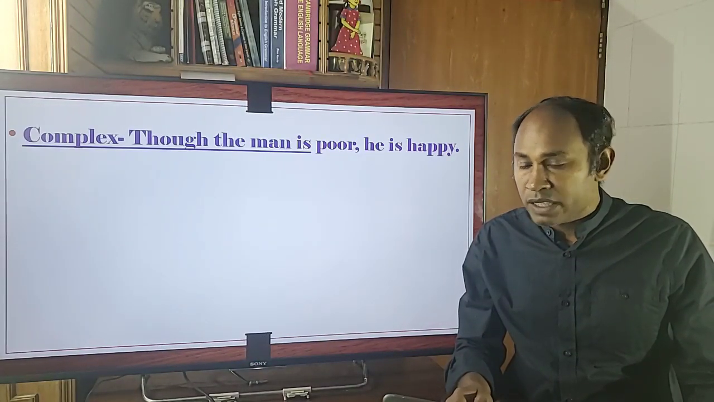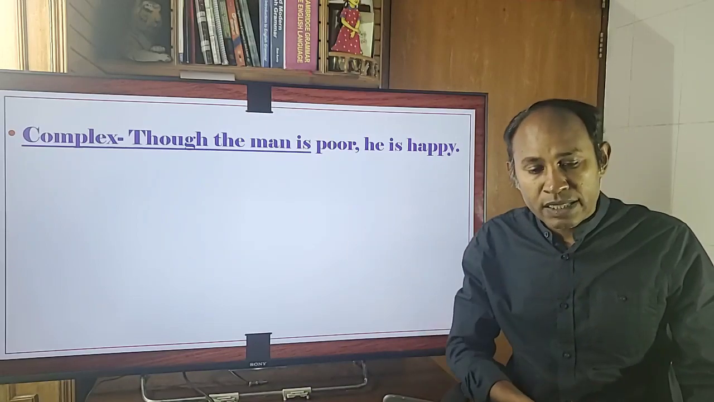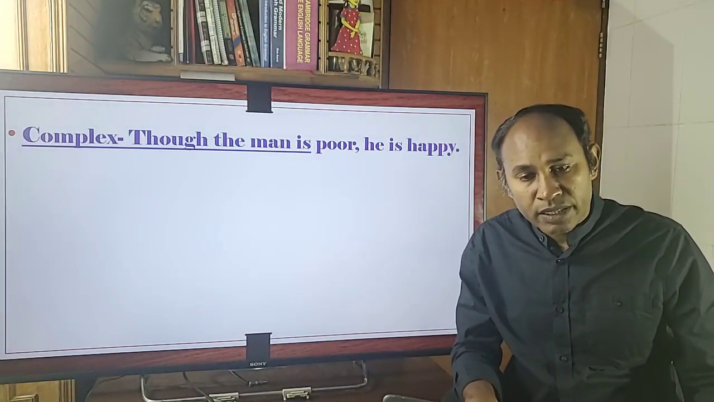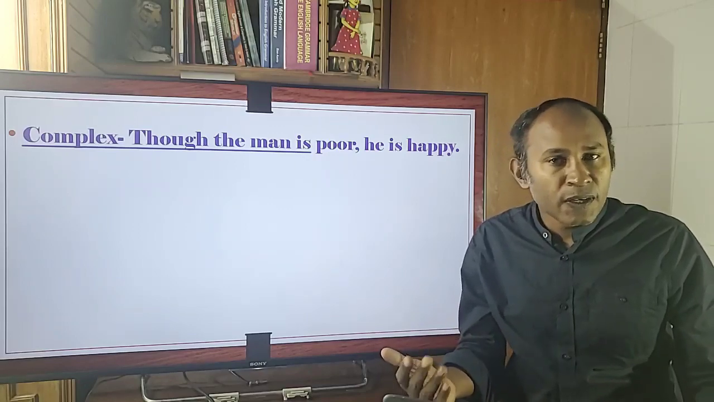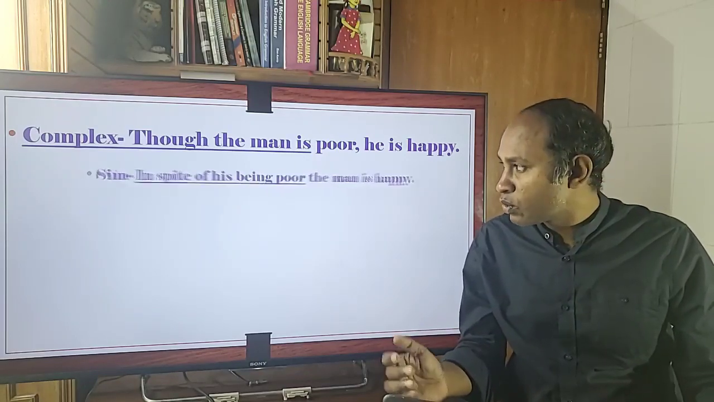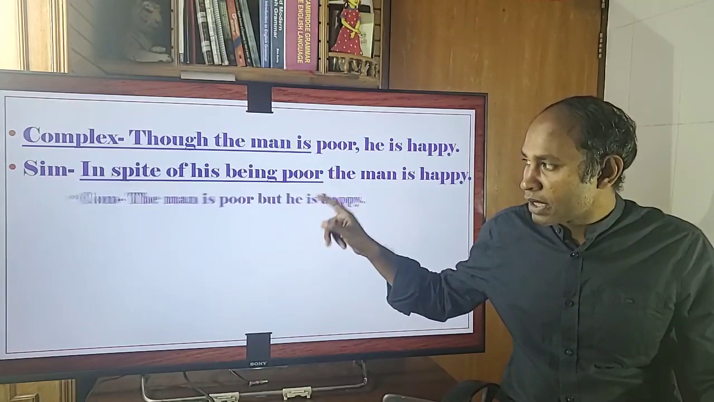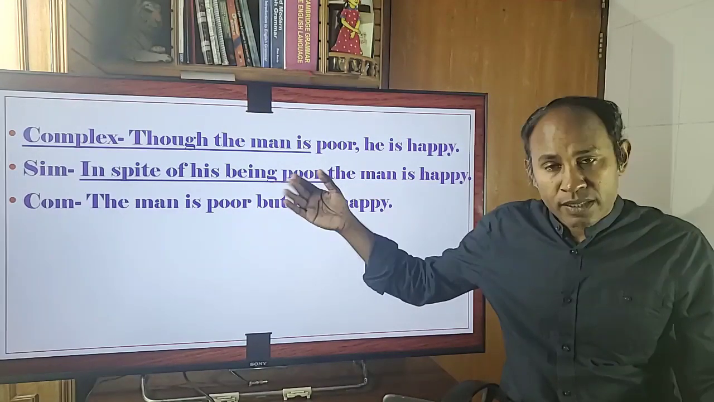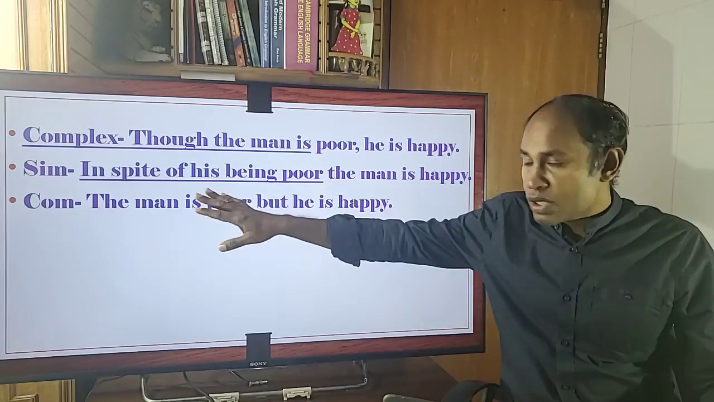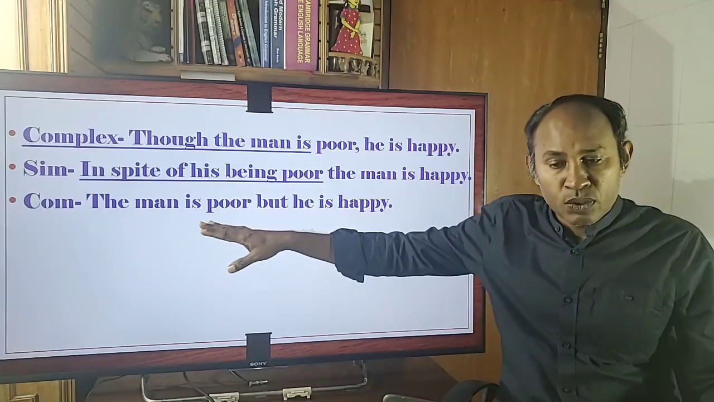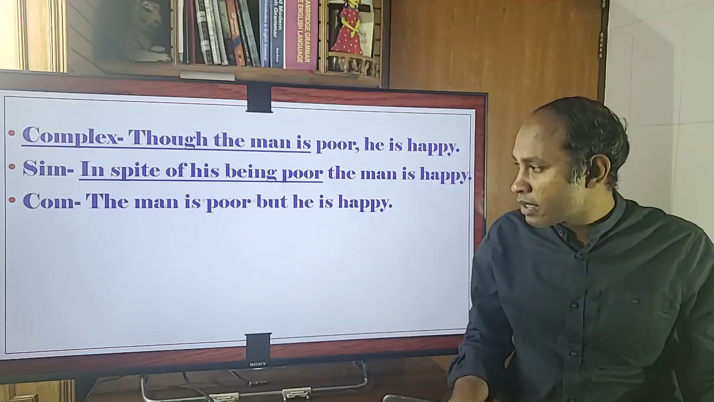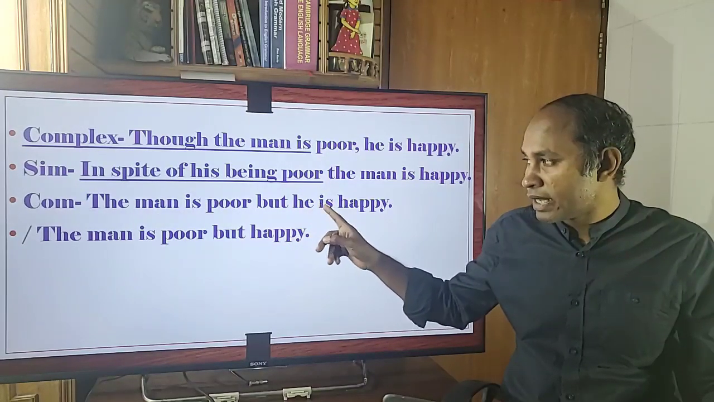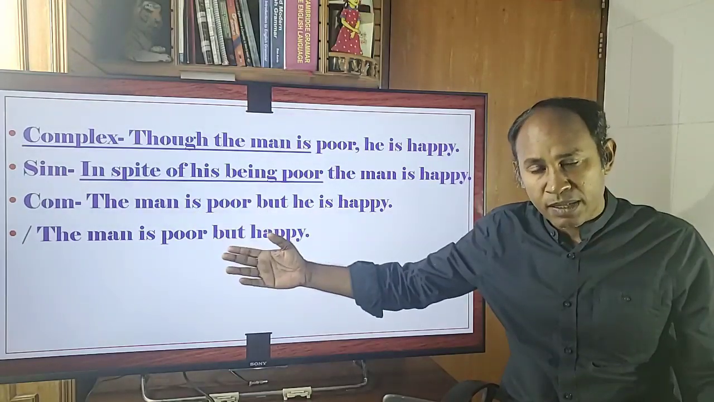Here you see there is another rule, as I have told you earlier: if there is though or although in a complex sentence, just to make it compound, we will have to use but. And just to make it simple, we will have to use in spite of, or you can also use despite. So it is an easy rule. You can also write in the short form. You can omit the subject and verb because they are similar.